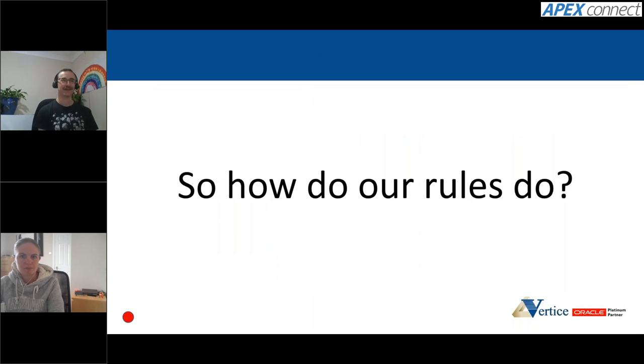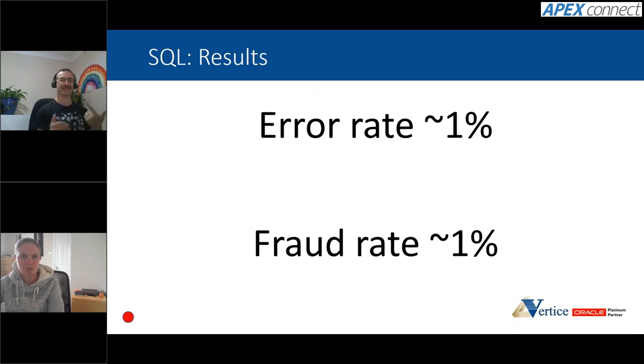So let's look at how our rules actually did. So we had an error rate of 1% and a fraud rate of 1%. Now there's a blindingly easy way to get these two numbers to be similar, or in fact, exactly the same, to get the fraud rate to exactly match the error rate.